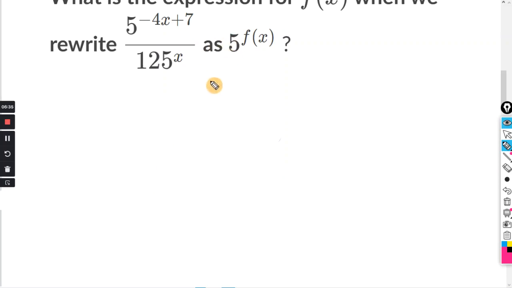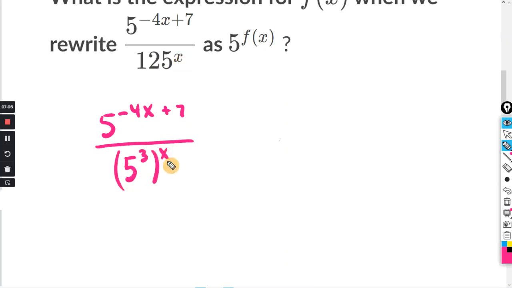Before I set these equal, if we get this denominator to match the 5, we can just subtract the exponents going down. Okay, so we have 5 to the negative 4x plus 7. And I know that 125 is the equivalent of 5 to the third. So I'm going to rewrite the 125 as 5 to the third, and that is raised to the power of x.